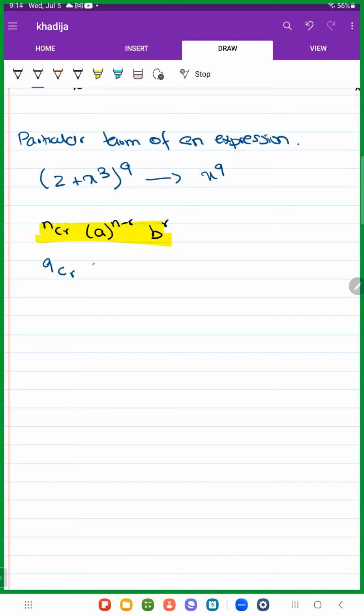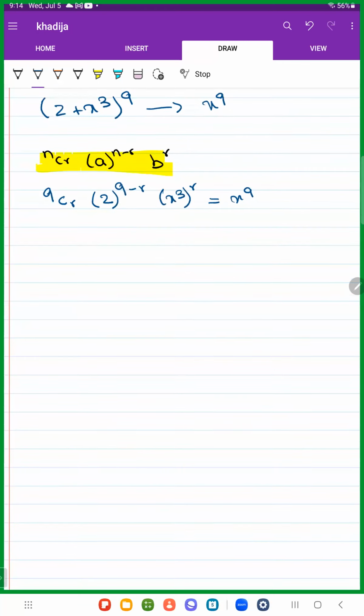What is my a? A is 2. Then I do n minus r again. And what is b? B is x cubed. And again, I don't know r. And what do we need the power as? x to the power of 9. So I need it as 9. Now, after this, you have to break it down.